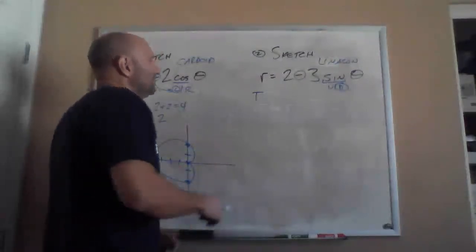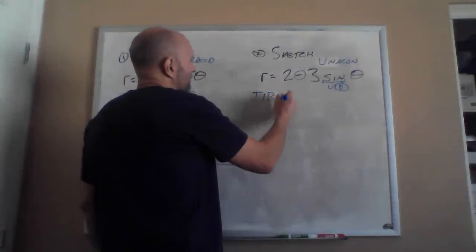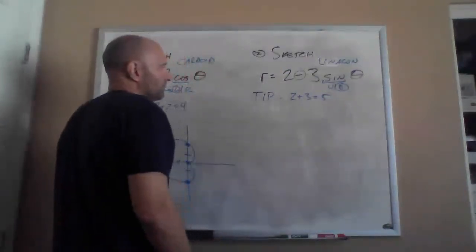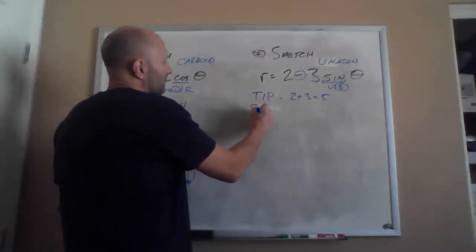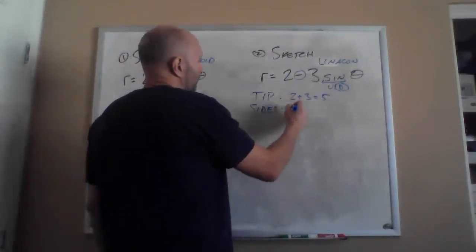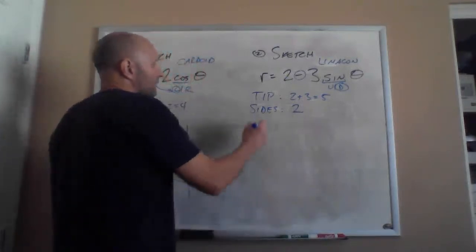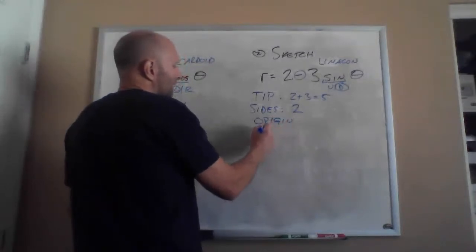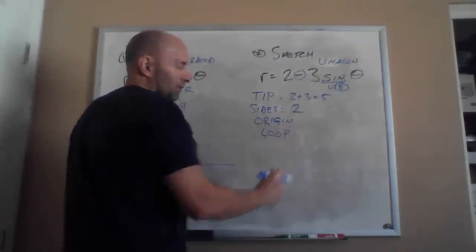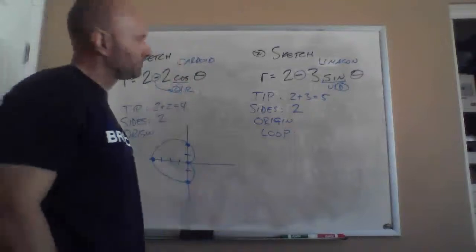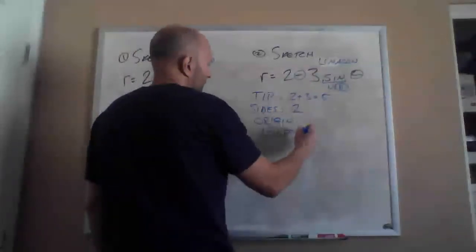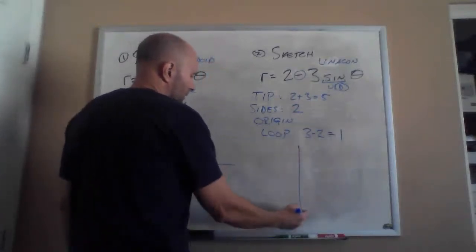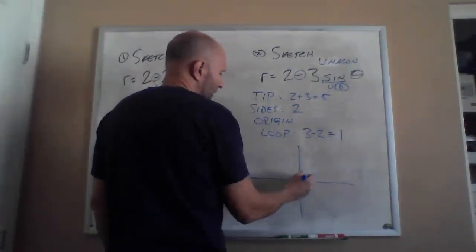All right, anyways, the tip for this limaçon, add them together. 2 plus 3, so 5. The sides, still just this first number, 2. Still have the origin as one of my points. But here, the limaçon is a heart with a loop. So I subtract these two numbers now. Bigger number minus the smaller. 3 minus 2 is 1.